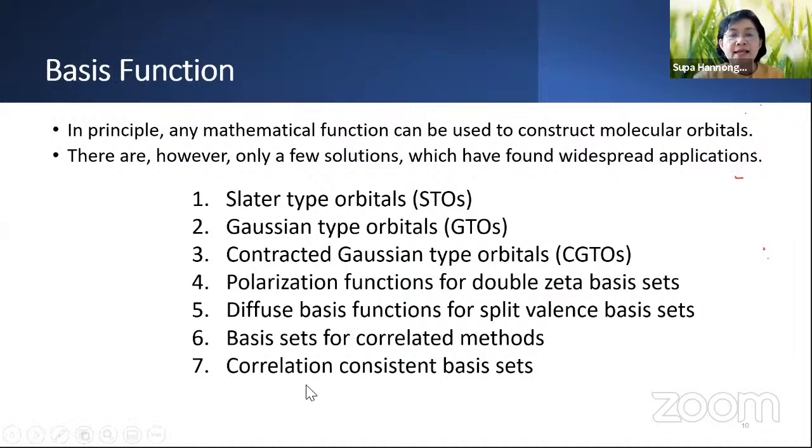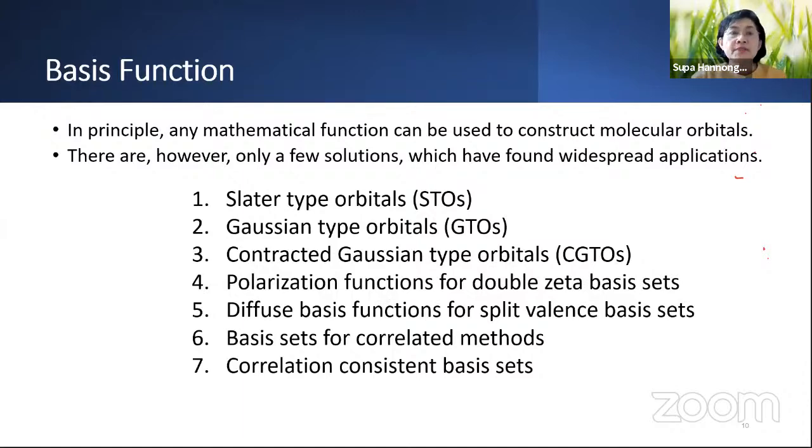And at last, we will learn a little bit about the correlation consistent basis set. I expect that the first, the second, and the third are quite important for us to understand, and then we can consider how the basis function can be polarization, addition, and diffusion, and so on.